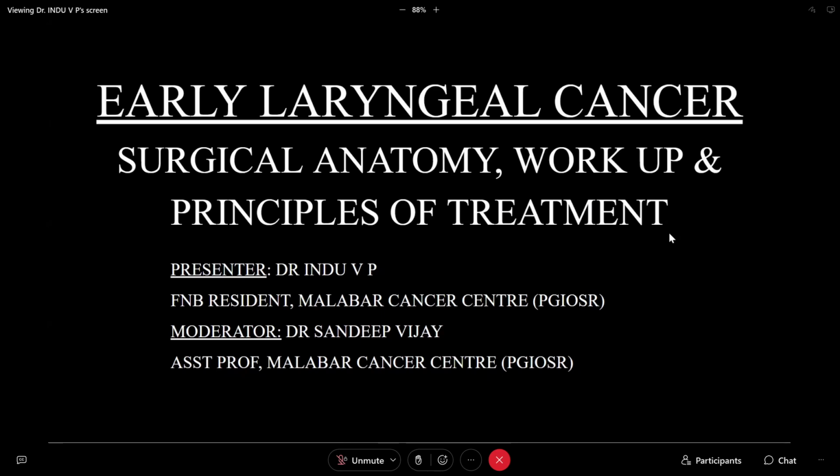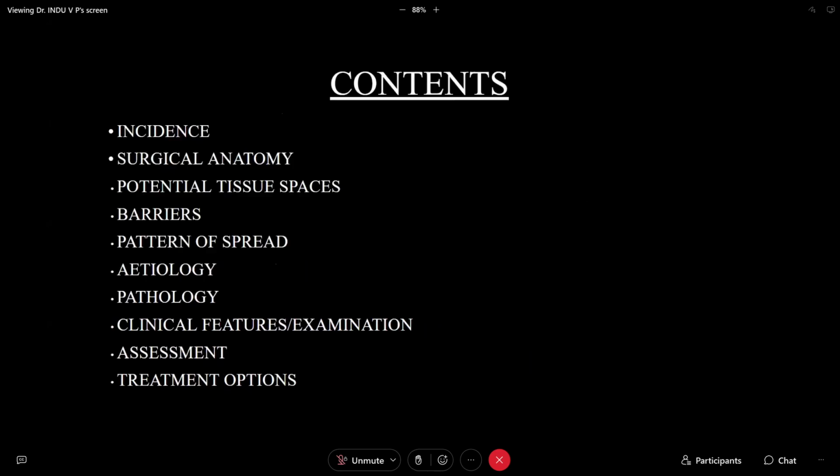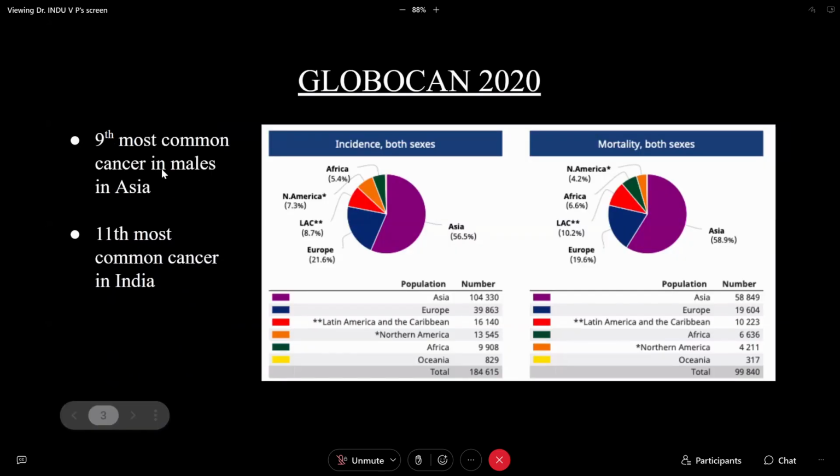My topic for today's presentation is early laryngeal cancer: the surgical anatomy, workup, and principles of treatment. I'll be covering my topic under these headings, starting with the incidence.